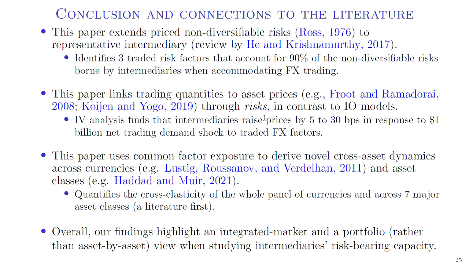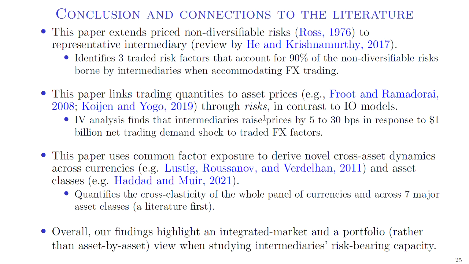So let me conclude here. What we do in this paper is very simple. We just try to extend this idea of non-diversifiable risk, which comes from Markus Brunnermeier, to these representative intermediaries. And then we identify three traded risk factors that explain 90% of the risk that intermediaries take during trading. And then we link these trading quantities to asset prices through risk. And we find that these intermediaries raise the price by 5 to 30 basis points in response to a $1 trading demand shock.